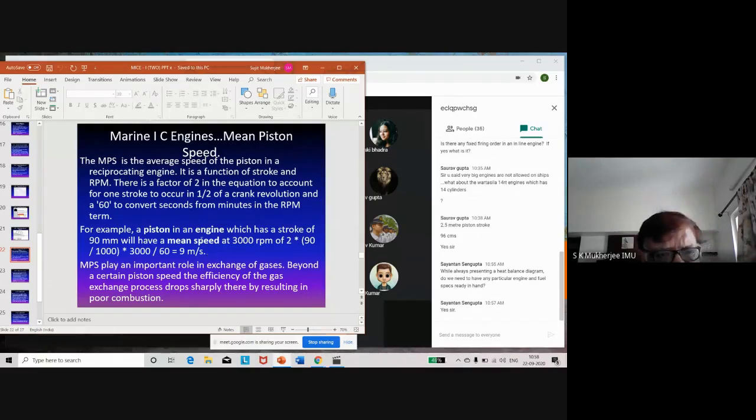So mean piston speed plays an important role in the exchange of gases. Now here we come to a very important point. If the piston is moving very fast, 3000 RPM, the air coming into the cylinder can only come at the pace at which it is being drawn under atmospheric pressure, if it is a normally aspirated engine. The flow characteristics of air, remember, is not like electric current.